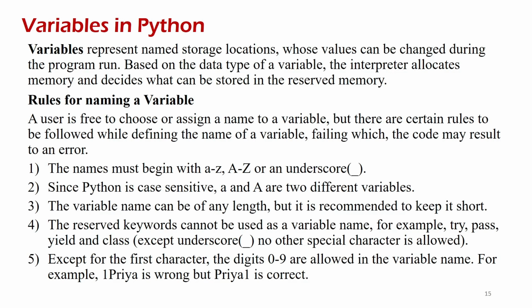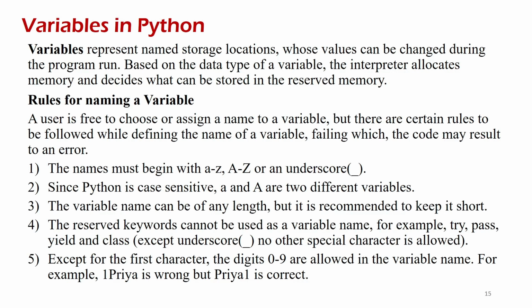Like if I say a equals 5, that means the value 5 is assigned to the variable a, whose value can be changed during the program run. Variable, as the name suggests, means which could vary, which can be changed. Based on the data type of a variable, the interpreter allocates memory and decides what can be stored in the reserved memory.